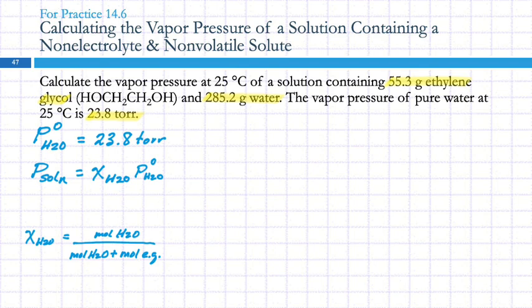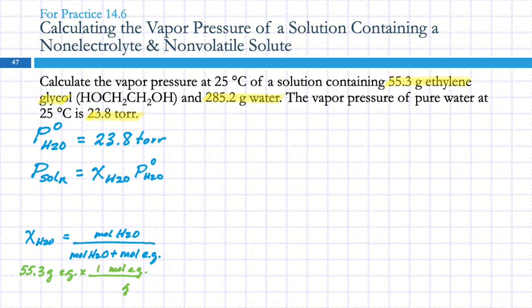So we have some little side calculations to do here. In video games, these are side quests and they sound fun. Not so much here. We need to convert these masses to moles. So that's our ethylene glycol, and we're going to use the molar mass. We're going to have grams on the bottom and moles on the top.